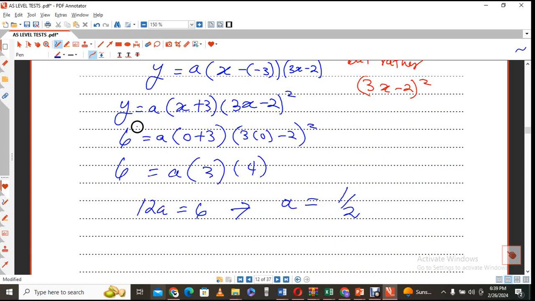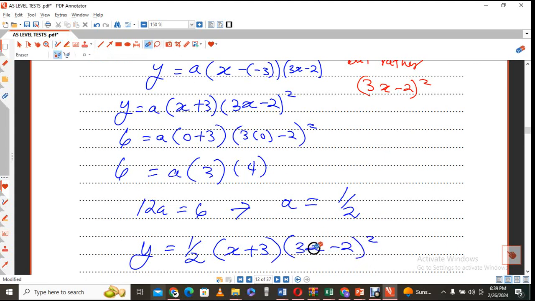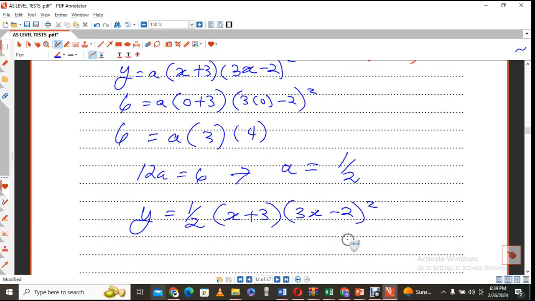Okay, completing this part of the equation, you're going to say y equals 1 over 2, x plus 3, and then 3x minus 2 all squared. Just make sure that my handwriting gets there. So that's 3x minus 2. So this, in a nutshell, no need to multiply that out, please. Just that is the final answer. That's all that we are requiring.